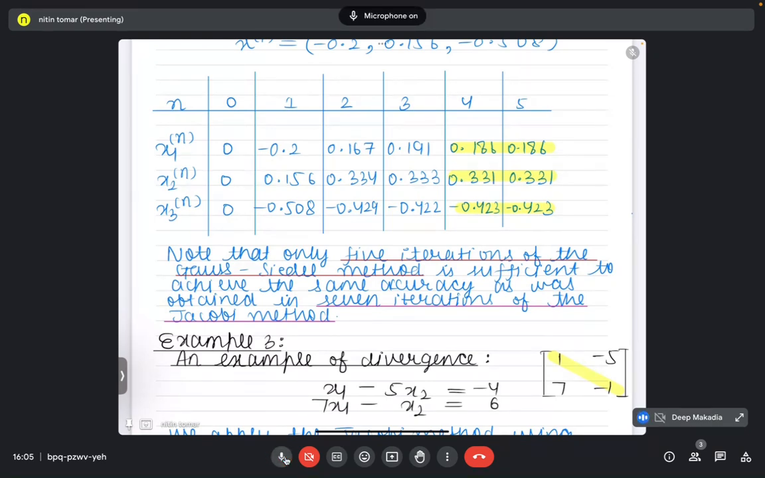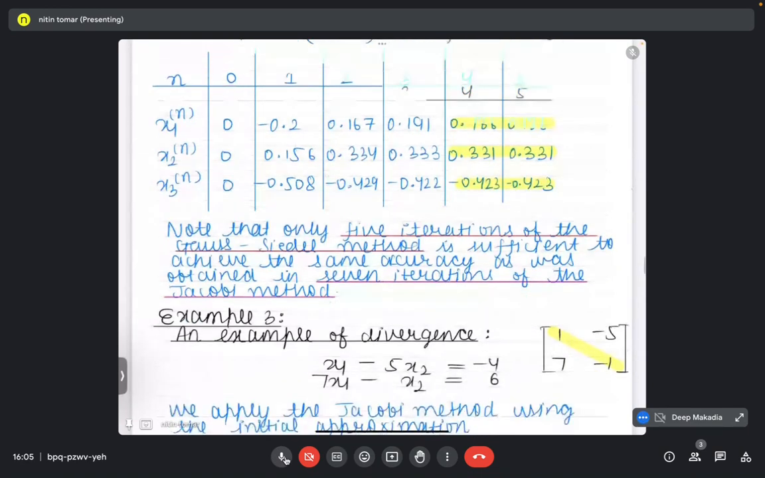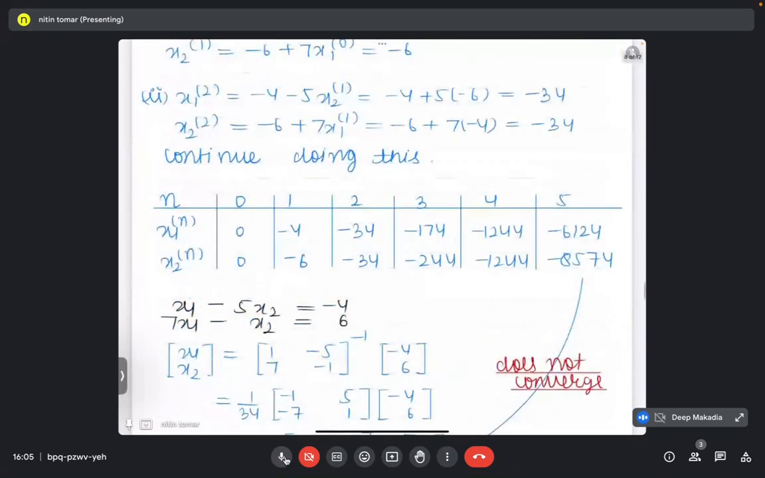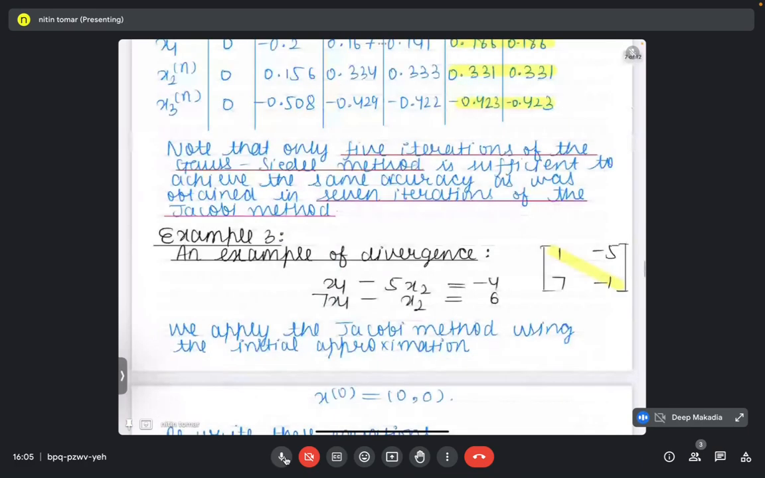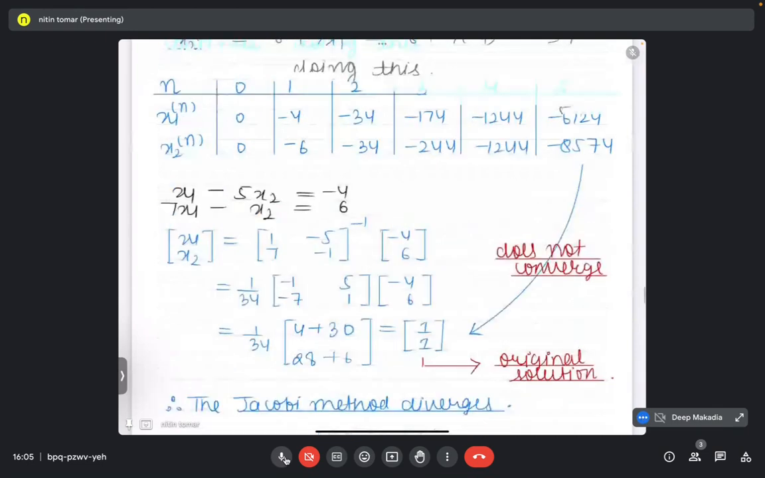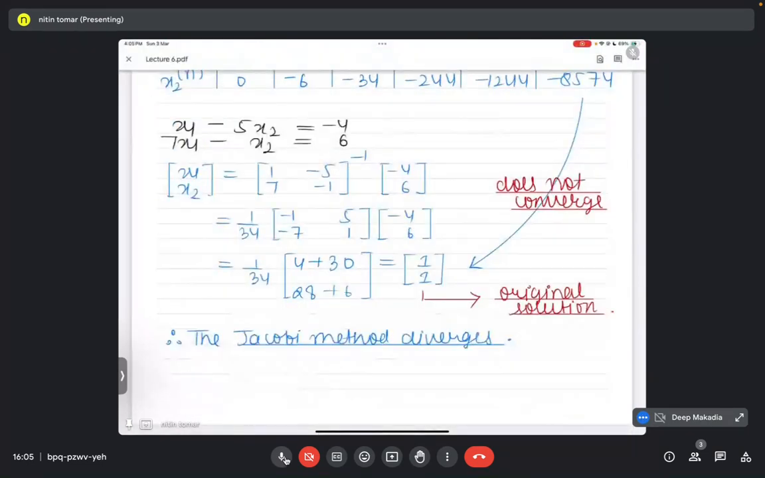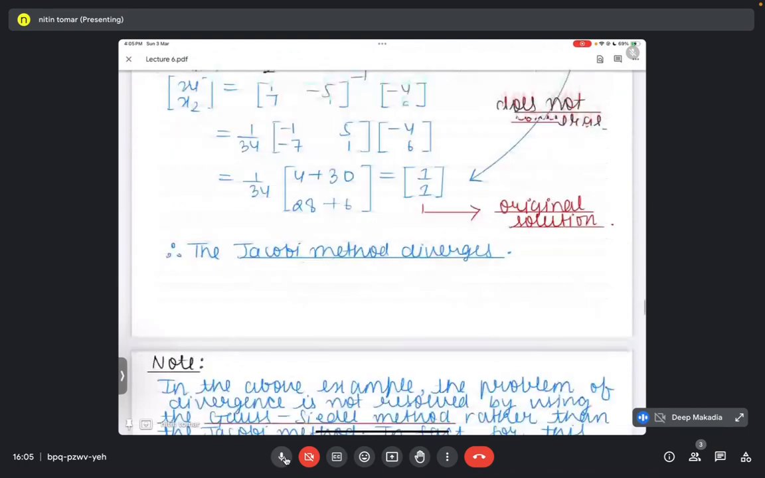Yes, this must not converge, and not only that, the solution you will be getting will be very absurd. Am I correct? So are you getting this solution? Yeah. So you see, you are moving far and farther away from 1 comma 1. And why does this happen? Because it is not diagonally dominant. So in this case, the Jacobi method diverges. Hence, you have to make sure that your hypothesis holds.